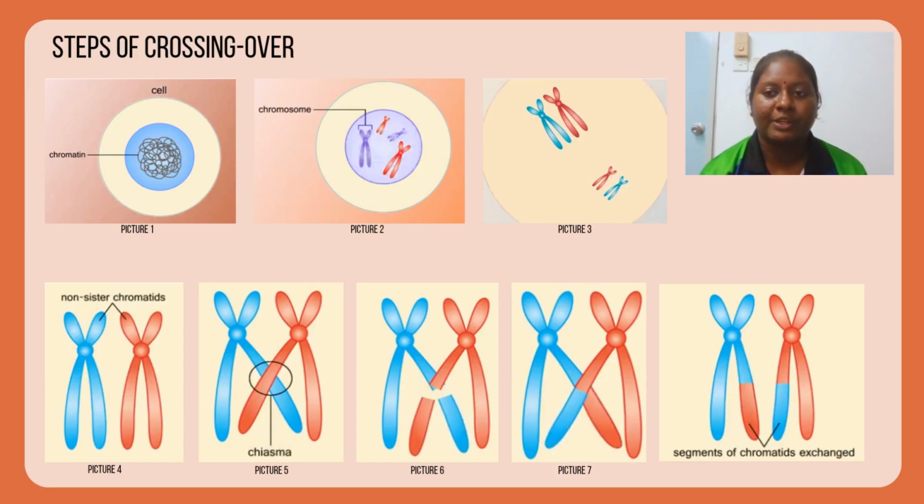First, in prophase 1 of meiotic cell division, homologous chromosomes pair up, as we can see in picture 3. Then, non-sister chromatids may wrap around each other, forming a cross-shaped structure called a chiasma. At the chiasma, the chromatids break, exchange, and rejoin. This is what we are looking at in picture 4, 5, 6, and 7. Once they rejoin, crossing over is completed.